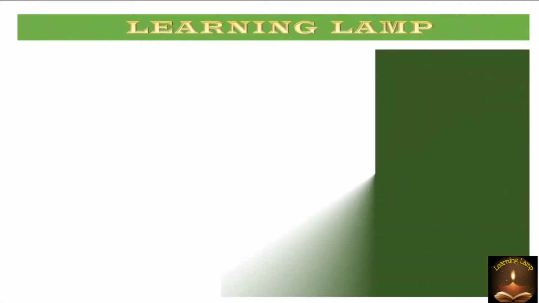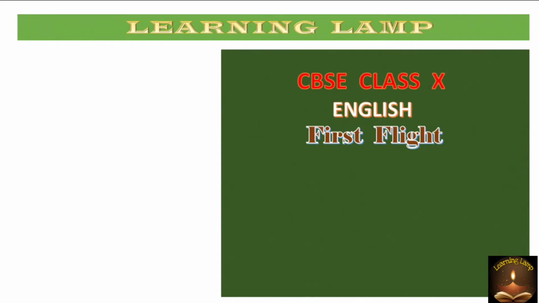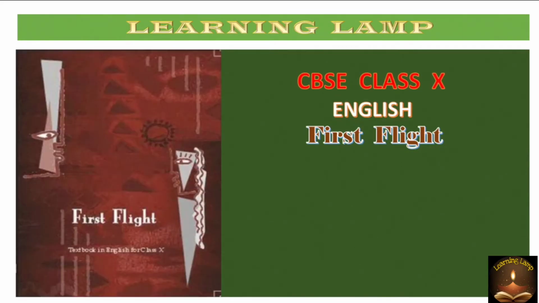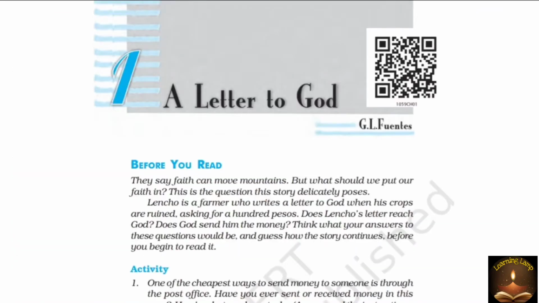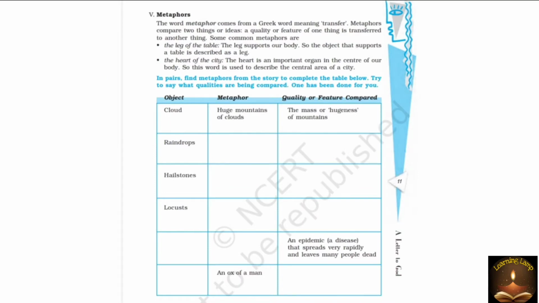In the CBSE class 10th English book First Flight, we have already learned about the relative clauses given in the first chapter, A Letter to God. Now, in the grammar section, we will know about the metaphors. Here, we will discuss what is metaphor and how it is used in the literature. So open the first chapter and come to the exercise on metaphor given at page 11 in your English book.